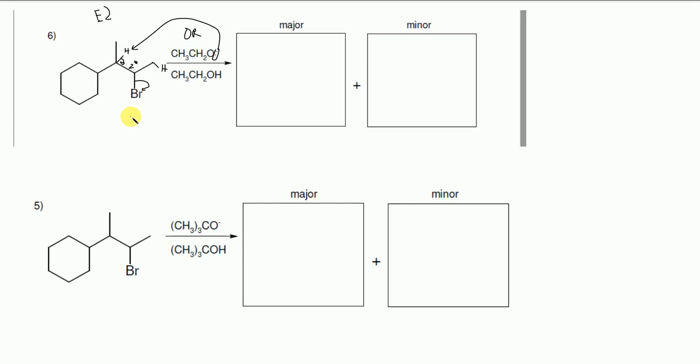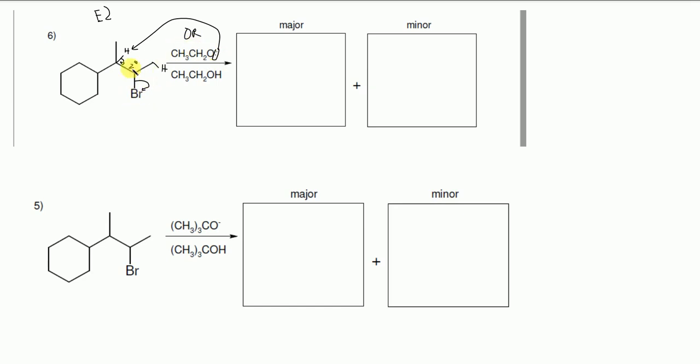But SN2 and E2 do not happen together. They have very different conditions, right? So SN1 and E1 happen together. They have the same conditions, right? Same things are used, and so you get a mix of both types of products. And E2, you only get E2 products. SN2, you only get SN2 products.